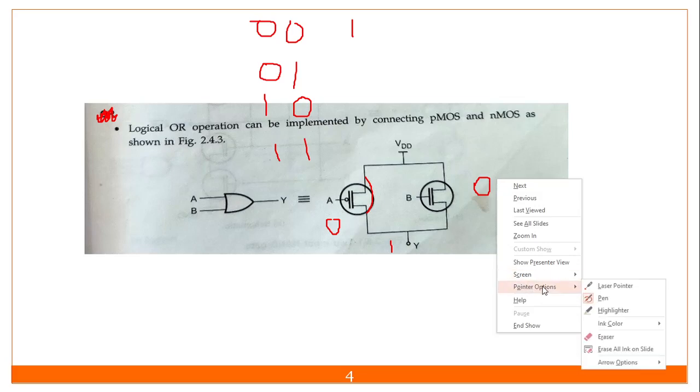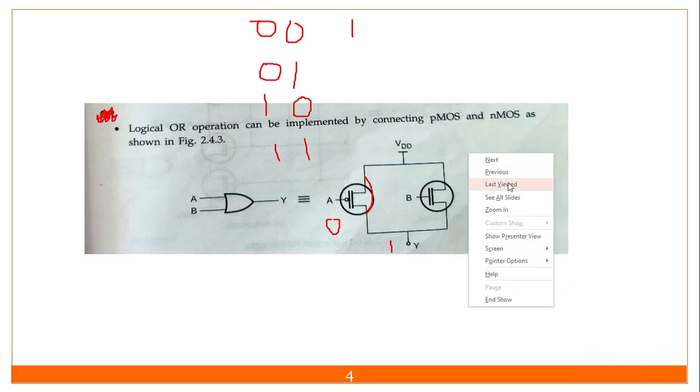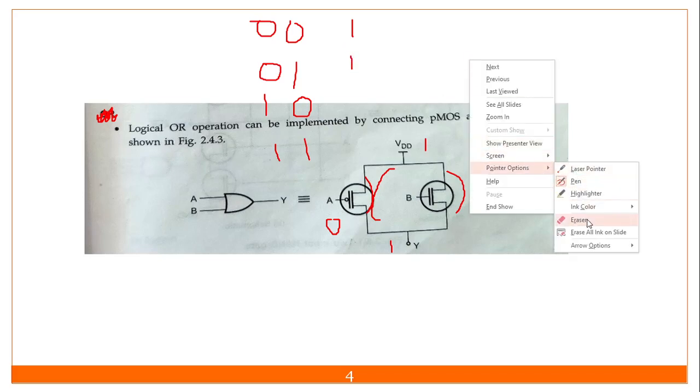Then 0 1. I will rub this portion and take the pen. Yeah, 0 1. So in this case, what will happen? This is 0 and this is 1. So with 0, this will turn on, and with 1, this will turn on. So both will turn on, and I will get a 1 output. Third portion.